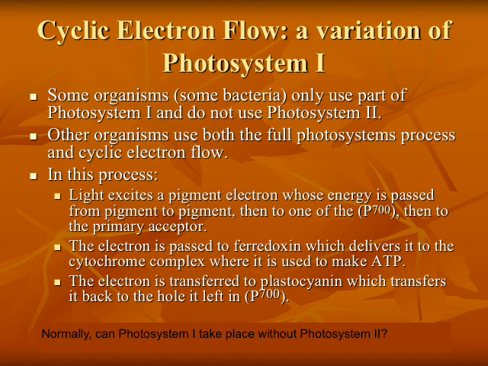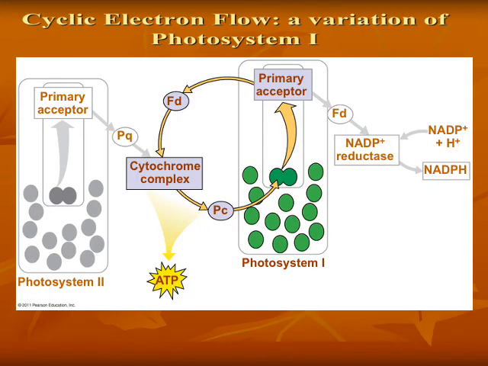Normally, can photosystem 1 take place without photosystem 2? No. And here's a picture of that cyclic electron flow, which is a variation of photosystem 1. But like I said, I really want you to focus on getting the whole photosystem 2, photosystem 1 process down, and then just look at this as a slight variation in the process. And this is pictured on page 198 of your books.